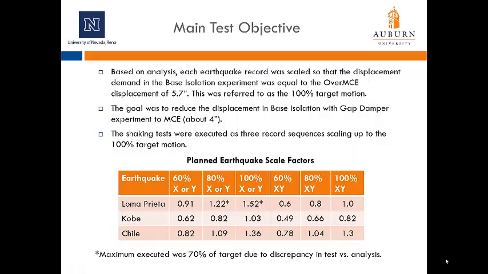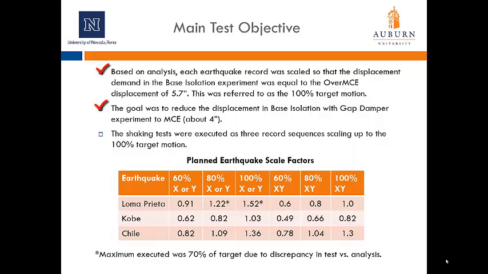The idea behind the test program was that we scale each earthquake record so that the displacement demand realized by the base isolation configuration was about equal to an over-MC displacement of 5.7 inches. This motion was referred to as the 100% target motion. But it was approximate. We had to make some test day adjustments to achieve the displacement demand that we were looking for. And the goal of the base isolation with gap damper configuration was to reduce the displacement demand from 5.7 inches back to the MC displacement of about 4 inches.